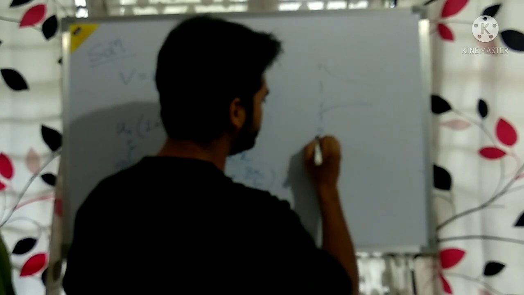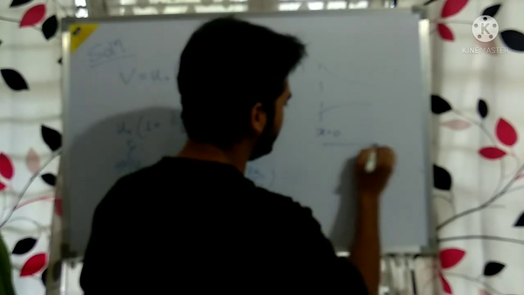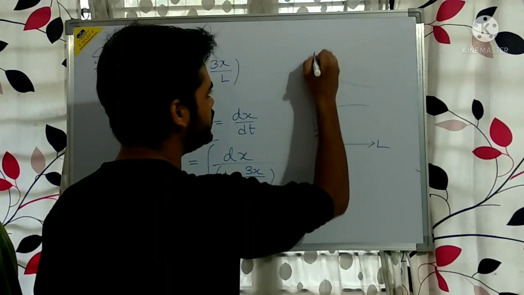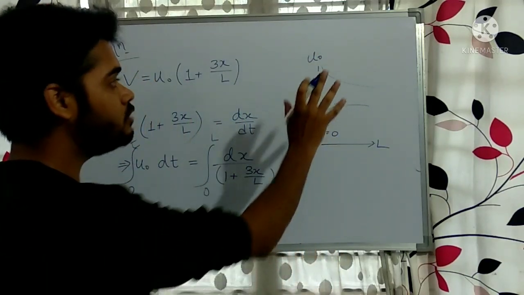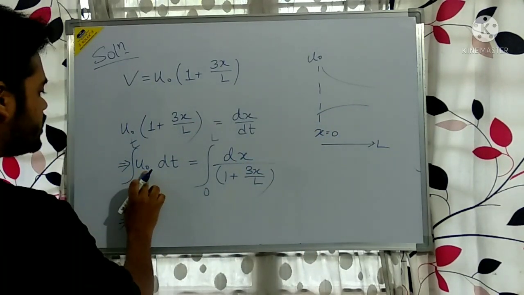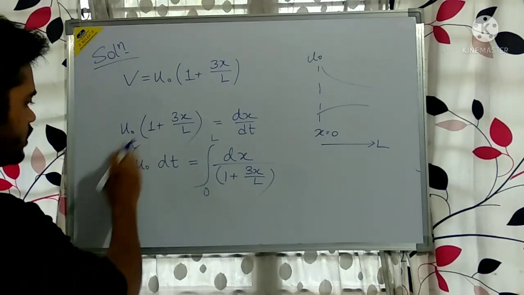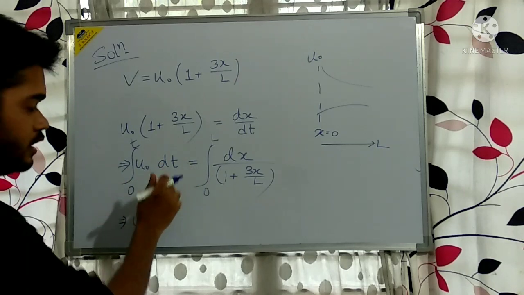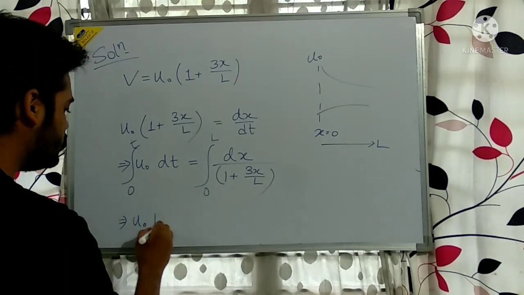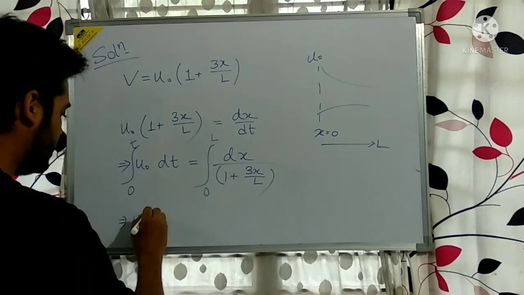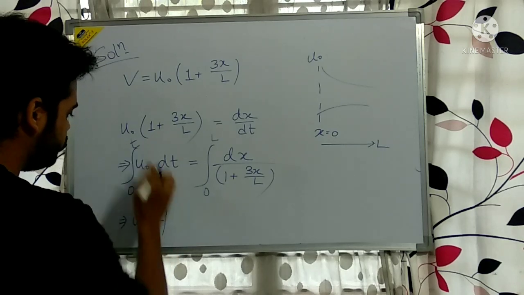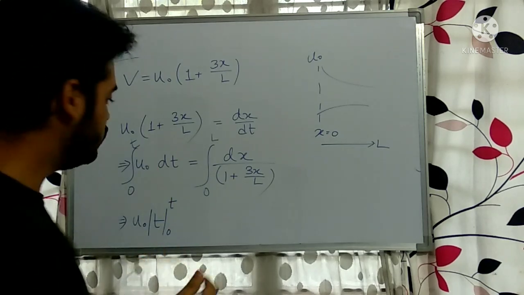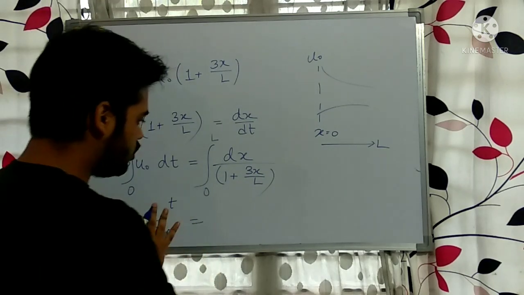Now if you integrate, U naught is constant because it is the initial velocity at the initial section where x is 0, and the final length is L. Since it is a constant, it will move outside of the integration and it will be U naught only. And what is the integration of dt? Integration of dt is simply t, with upper limit t and lower limit 0. The left side is complete.